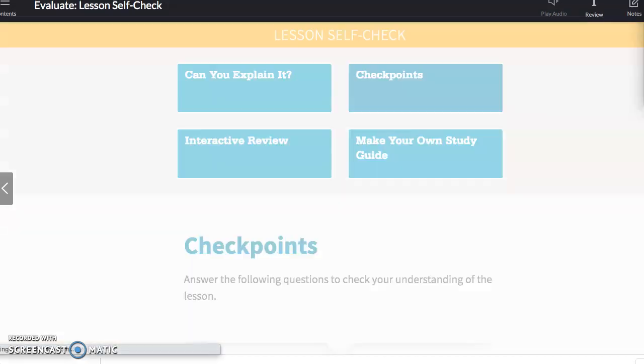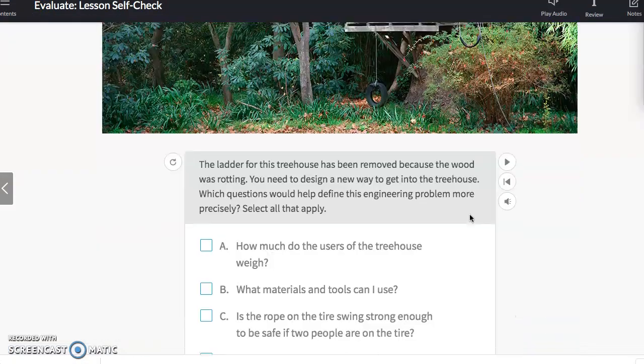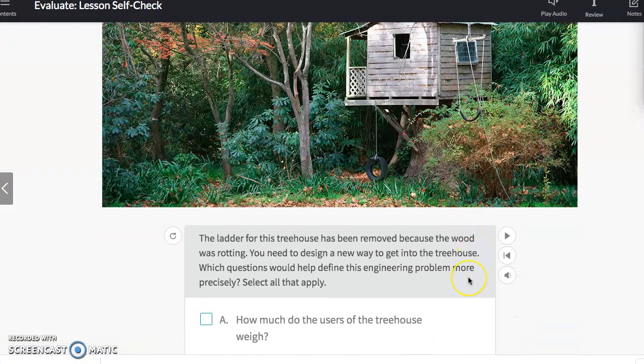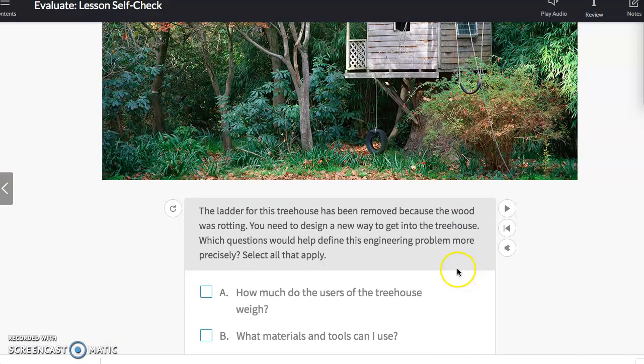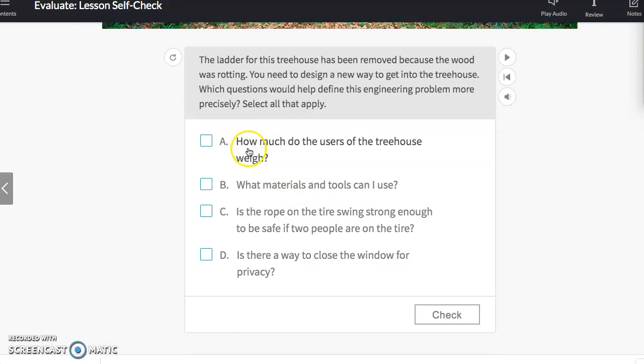Okay, so next is going to be the checkpoint piece. The ladder is removed because it's rotting, so now you have to design a new way to get into the treehouse. What questions do you need? How much will they weigh? Yes, that's going to be important because you have to make it so it's durable. What materials can I use? Yes. Is the rope strong enough if 2 people are on the tire? That's not part of getting on there. Is there a way to close the window? That's not related to getting on there.